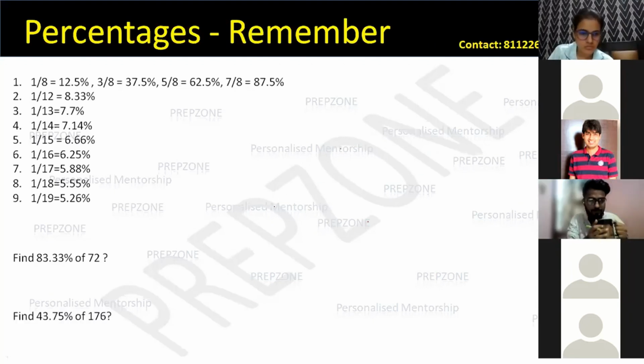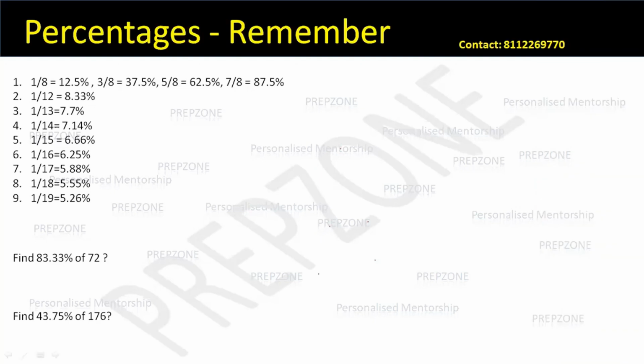Next, 43.75% of 176. Very quickly, how can you form 43.75%? It is closer to 50. So 50 minus 6.25% is 43.75%. 50 is half. 6.25 is 1 by 16. So half minus 1 by 16 is 7 by 16. 7 by 16 of 176 is 7 into 11. So 77 is the correct answer.